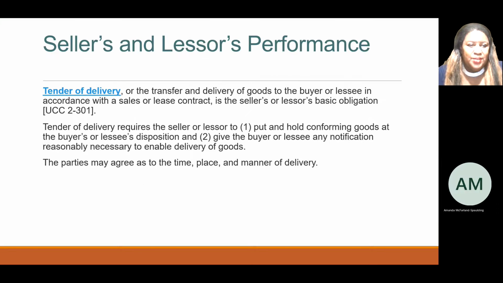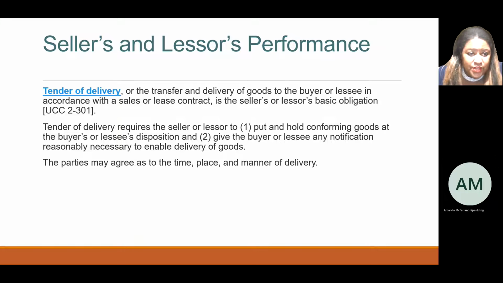Let's see what the seller's obligation is. In any contract for the sale of goods, suppose a developer is going to build a mall. Well, you're going to need drywall, you're going to need cement, you're going to need nails, you're going to need doors. If someone agrees to provide the doors, then they are the seller of the doors and they have to tender delivery.